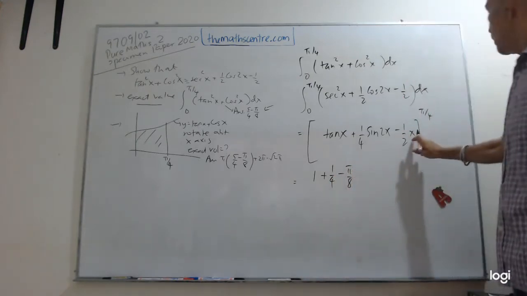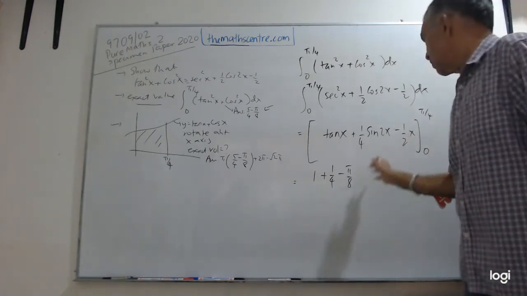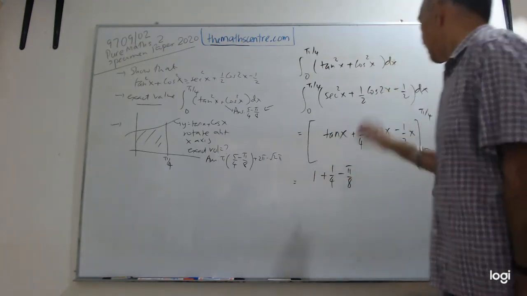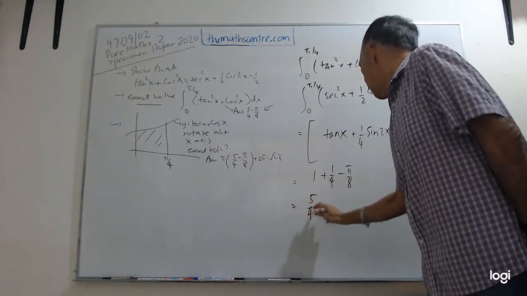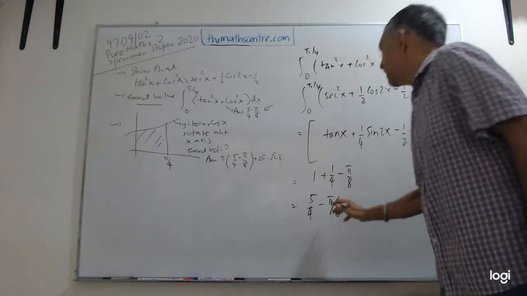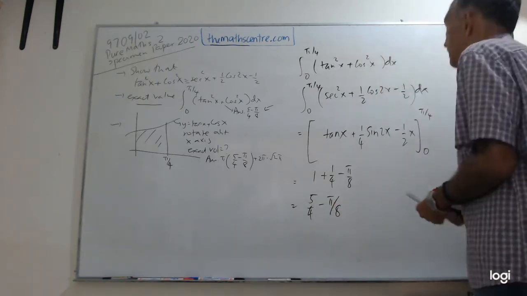When I plug in 0 in the lower limit, the good news is forget about it, because tangent 0, sine 0, and all that's gone. And we are left with 5 over 4 minus pi over 8. Done. Finish. So that's pretty easy as well.